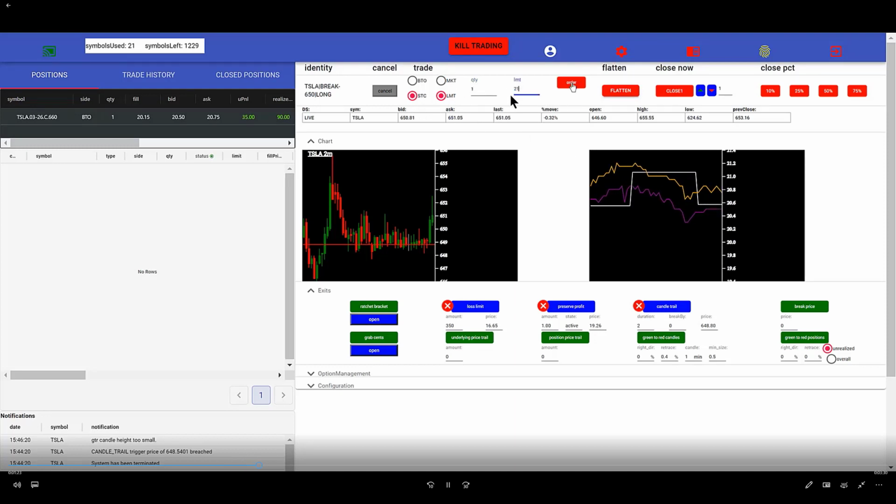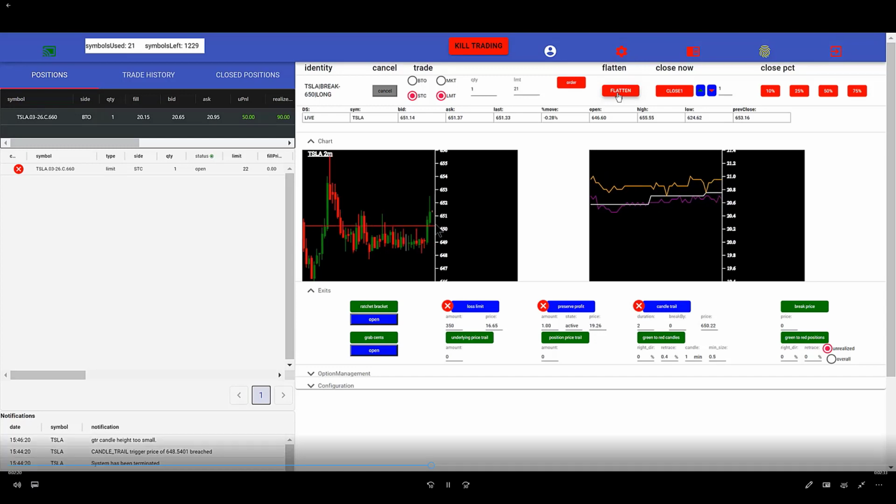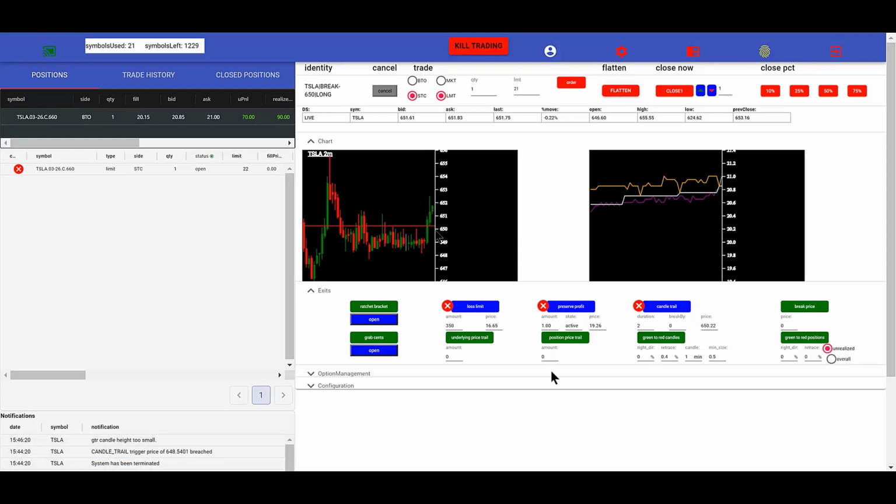So here I'm setting a manual limit price at 20. I'm sorry, 21. I don't know if you saw that, but here, I'll just go back to point it out. The 2-minute candle trail jumps as this candle closes. So it just automatically moves up.